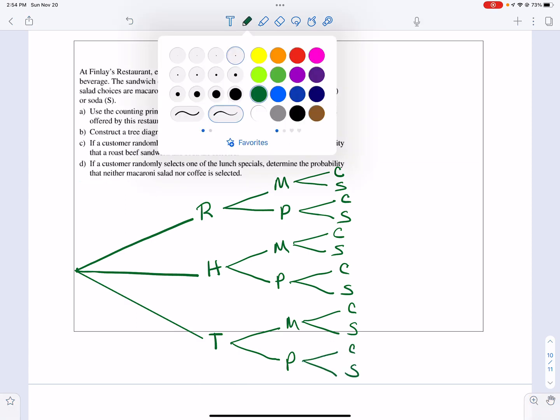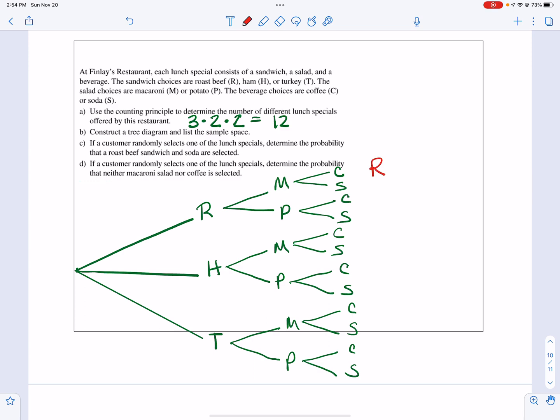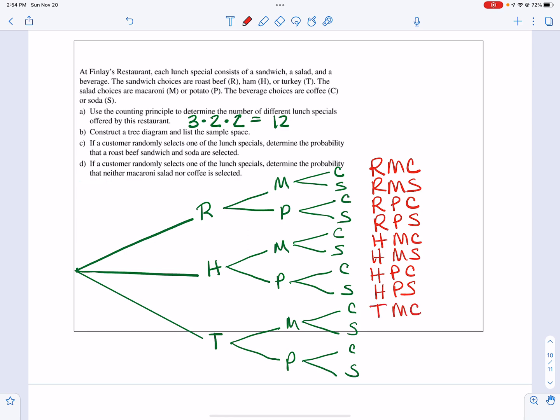And then I'm actually going to list out my sample space. So we can get a roast beef, macaroni, and coffee; a roast beef, macaroni, and soda; a roast beef, potato, and coffee; roast beef, potato, and soda. And then we move to the ham: macaroni, coffee; ham, macaroni, soda; ham, potato, coffee; ham, potato, soda; turkey, macaroni, coffee; turkey, macaroni, soda; turkey, potato, coffee; and turkey, potato, soda.